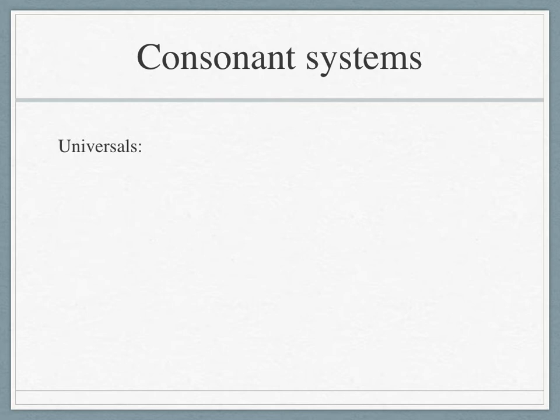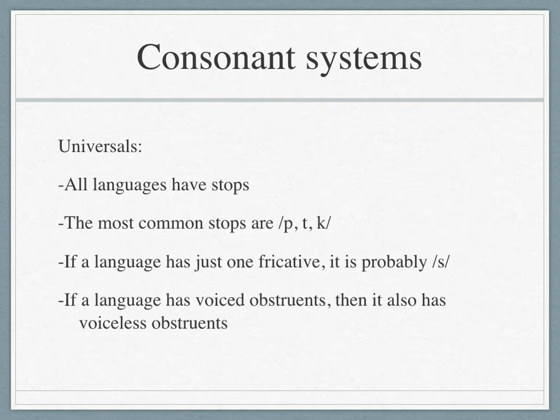Looking at consonants, some observations. All languages that we've ever studied have stop consonants. The most commonly occurring ones are p, t, and k. And if a language has a fricative, it's probably s. If a language has voiced obstruents, then it also has voiceless ones.